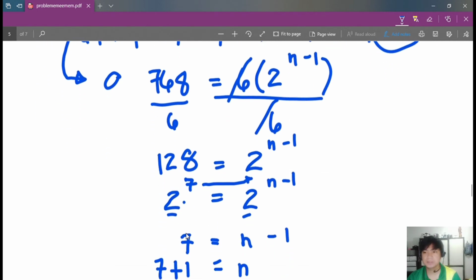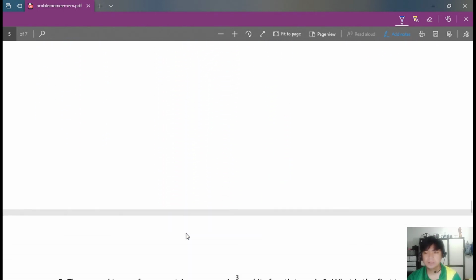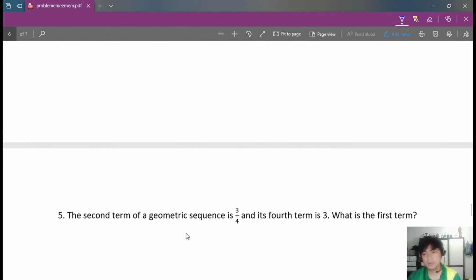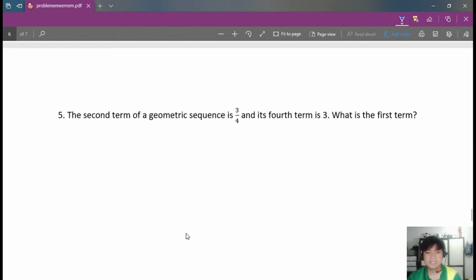Okay, let's proceed. So, pwede nyo sagutan siya successively kung konti yung numbers, pero kung huge masyado yung numbers, you proceed with the formula. Okay, number 5. The second term of a geometric sequence is 3/4 and its fourth term is 3. What is the first term?